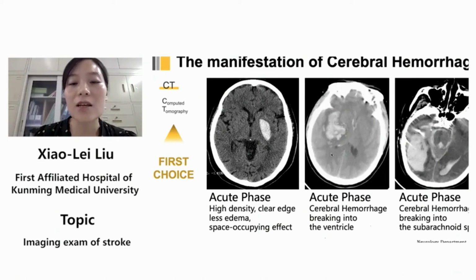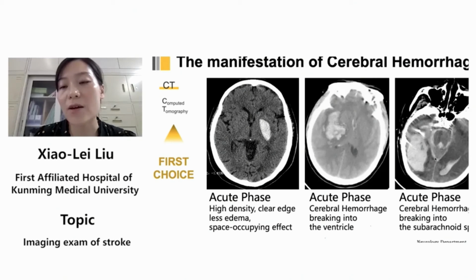In the acute phase, we can see the cerebral hemorrhage breaking into the ventricle here. And worse, we can see the cerebral hemorrhage breaking into the subarachnoid space here.